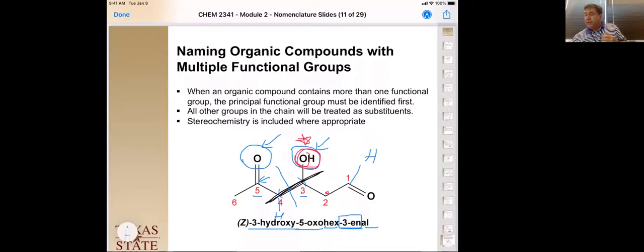So it should be 5-oxo. Oxo is defining the ketone that is on carbon number 5. However, ketone's not the highest functionality. Highest functionality is the aldehyde. So the ketone is now a substituent, and we signify ketone substituents as the oxo.